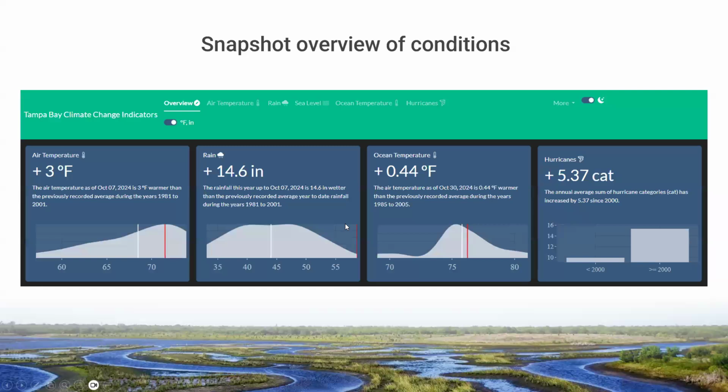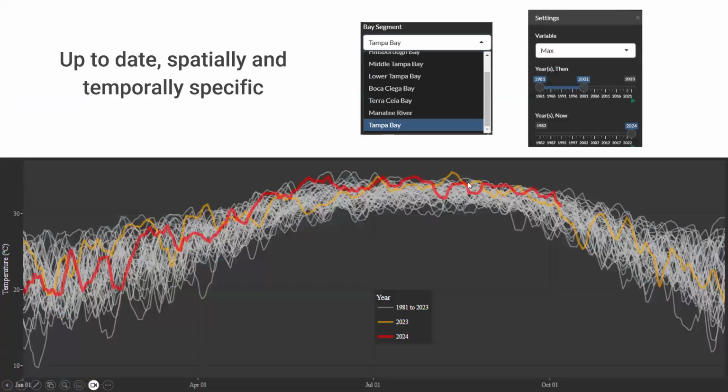Now, of course, you can dive deeper into any one of these indicators by clicking the tabs above, and you can get information like this. And so this is just an example of the long-term time series for air temperature, showing you the current year in red, the year prior to that in orange, and then all of the previous years behind those. And so you can see essentially where we're at today relative to the past.